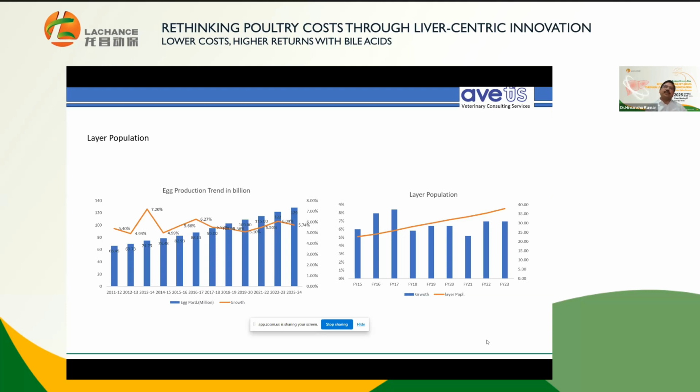Not only this, 5 to 10 years back people used to cull the birds around 72 weeks of age. But in the recent trend, people are culling the birds around 115 or 120 weeks. The same birds give more production, hence the growth in terms of egg production is more than that of layer birds.